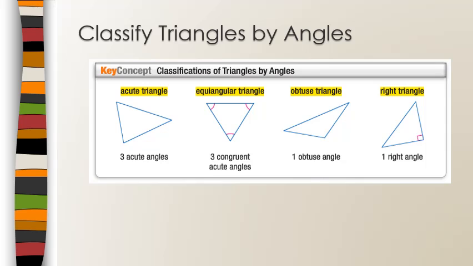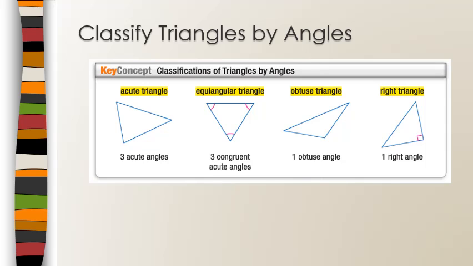We see here a diagram where we've got an acute triangle, an equiangular triangle, an obtuse triangle, and a right triangle. An acute triangle is going to have 3 acute angles, less than 90 degrees. And if it's equiangular, then the angles are going to be congruent acute angles, which means they're going to be 60, right?